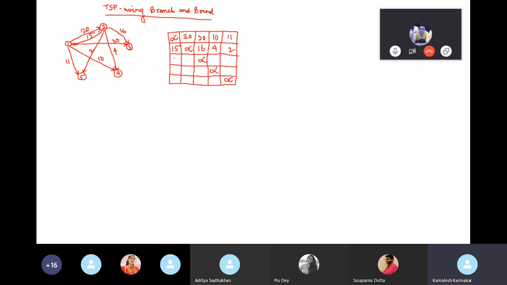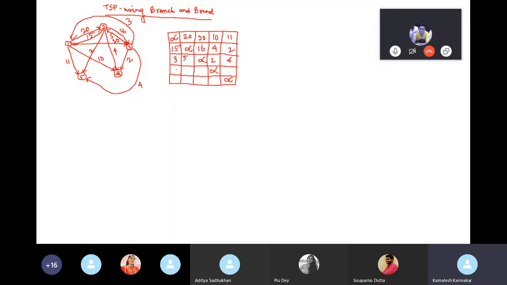Now from vertex 3 to 1, this cost is 3. 3 to 2, this cost is 5. Vertex 3 to 4 is 2. Vertex 3 to 5 is 4.